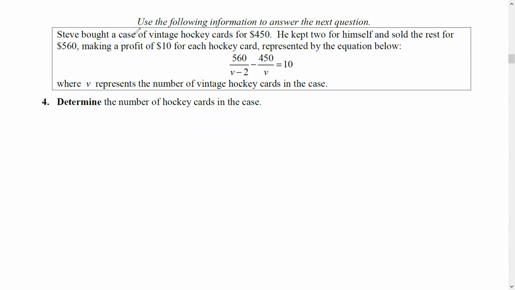Okay, let's try another one. Distance, speed, time, by the way, is the go-to question for sure for most teachers in 30-2, so you need to practice those the most. But the next question shows us it's not always about distance, speed, time. Steve bought a case of vintage hockey cards. Oh, I see someone's changed my question here. Steve bought a case of vintage hockey cards for 450 bucks. He kept 2 for himself and sold the rest, making a profit of $10 for each hockey card. Determine the number of hockey cards in the case.